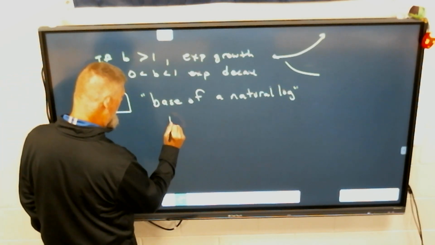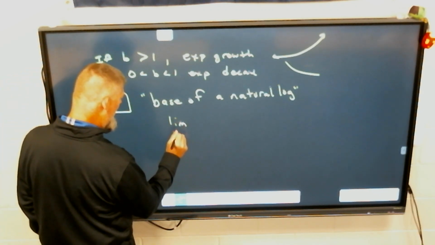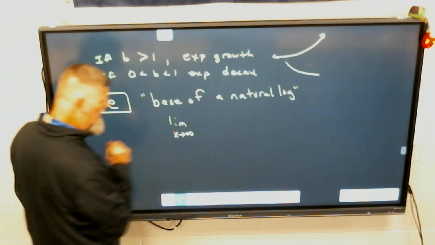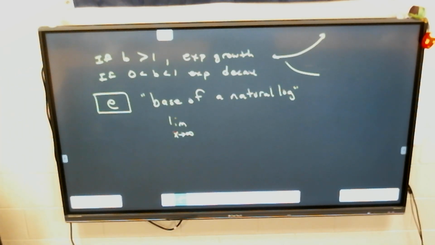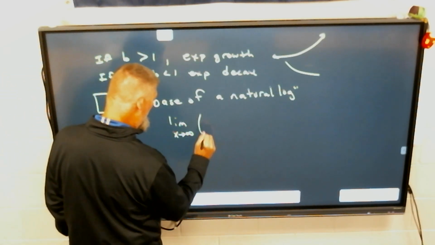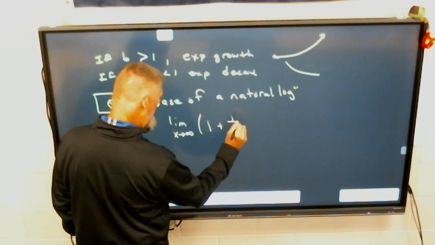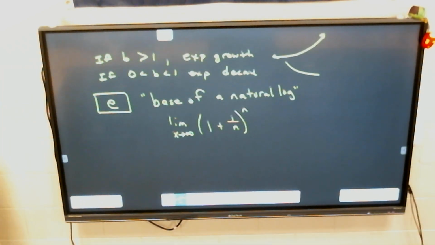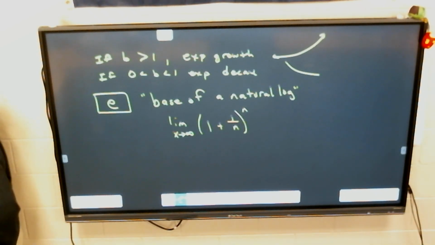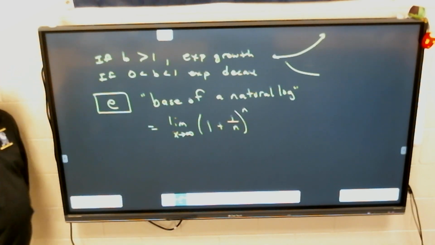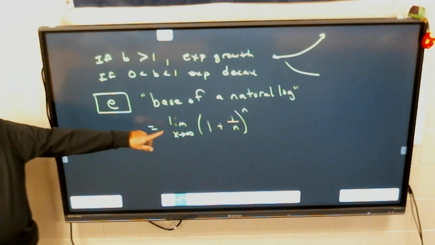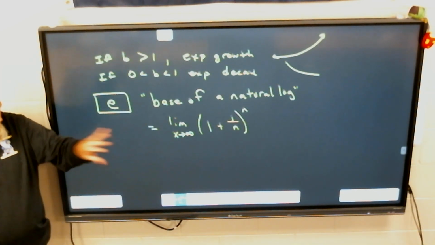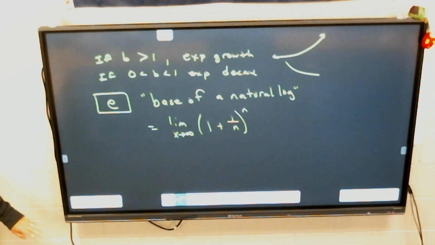So here's how we find it. The limit as n approaches infinity of 1 plus 1 over n to the nth power. You've seen that before, right? That's what it equals. We'll talk about limits and what that concept is in May, and then of course next year in calculus. But by definition, that's what it is.